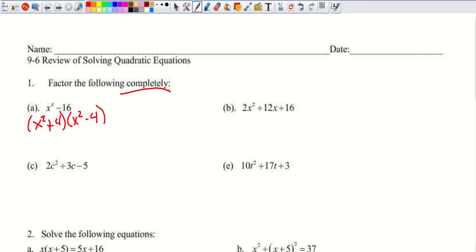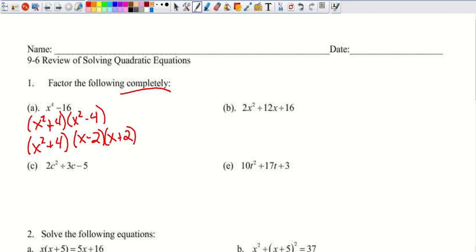The first term we cannot factor. So this x squared plus 4 stays as is because there's a plus sign. But the second term is a difference of perfect squares. So this is going to factor into x plus 2 and x minus 2. And this is going to be our final answer.